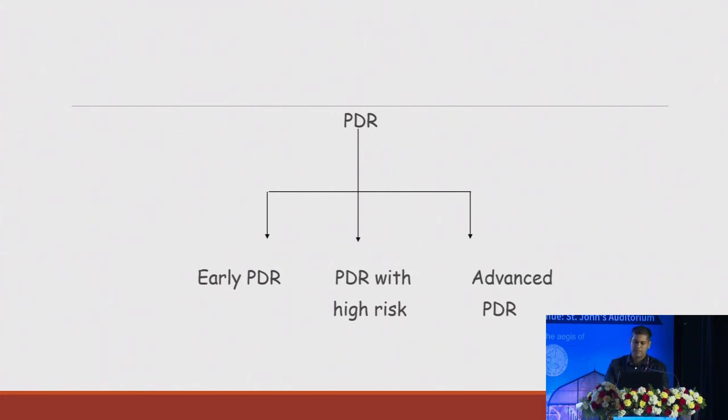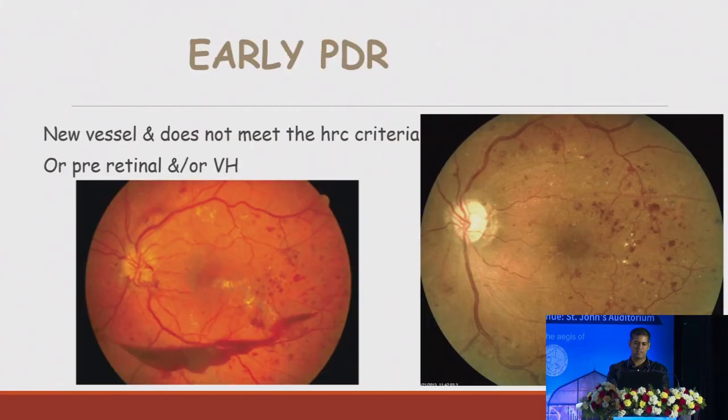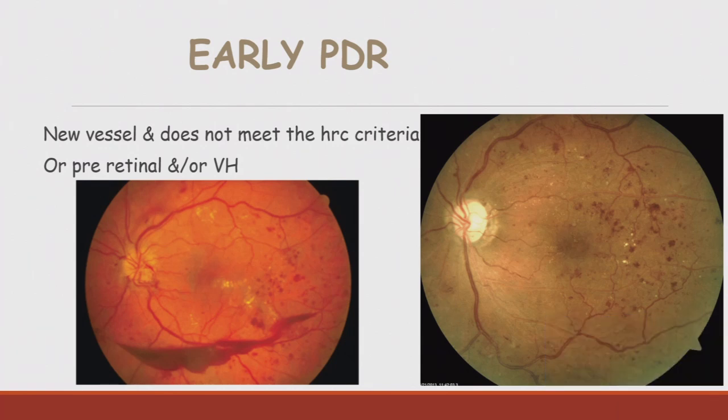So PDR is classified into early PDR or non-HRC PDR, PDR with HRC or high-risk characteristics, and advanced proliferative diabetic retinopathy. So early PDR is when there are new vessels which are small in size, less than 1/4 disc diameter, which does not meet high-risk characteristic criteria.